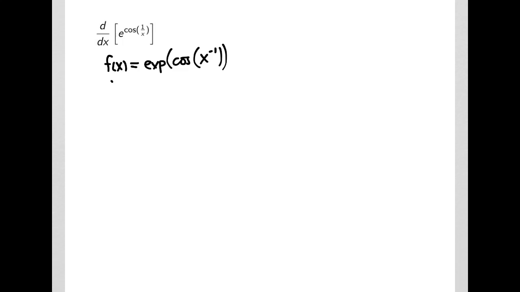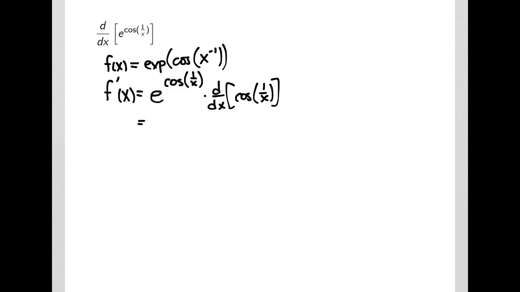So when I take a derivative, the derivative of the exponential is itself. It's e to the same thing, cosine of 1 over x. But then I need to take a derivative of that cosine. And the derivative of a cosine is negative sine. So I get the exponential times the negative sine of the same thing, the reciprocal of x, times the derivative of what was inside. 1 over x and x to the minus 1 are the same power. X to the minus 1 power.